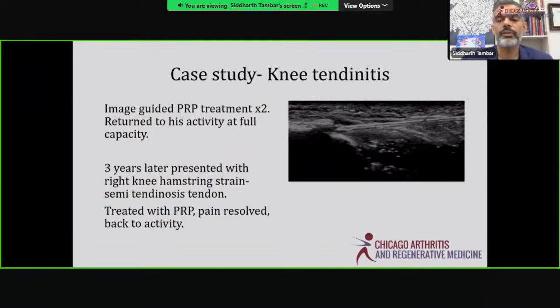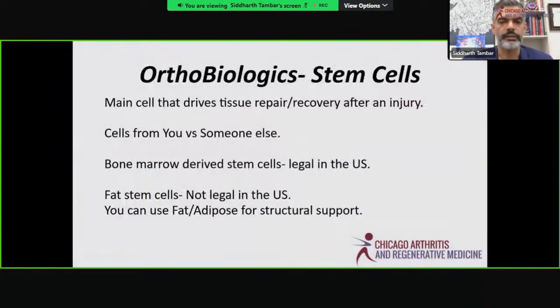I then saw him 3 months later, at which time he had now injured his other leg, his right hamstring, and again did platelets again and doing very well. What I like about this is, number one, to show how PRP or platelets is great for mild to moderate conditions, and how repeating treatment can be helpful, and how ultrasound is so helpful here. The next type of orthobiologic to understand are stem cells. These are the main cells that drive repair after an injury.